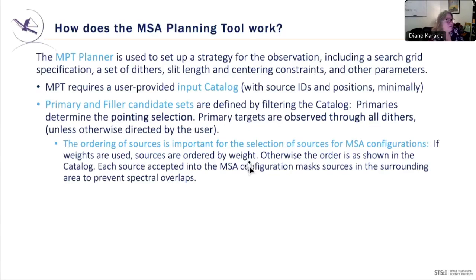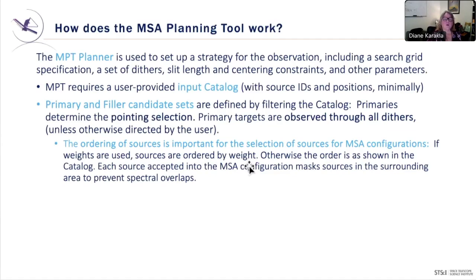Okay, so the MPT works with a planner, the MPT planner. When I show you how to do that in APT, it has two panes: a planner pane and a plans pane. The planner pane is where we specify all the criteria for the MOS observation that we want to do, the size of the search grid, and all of the different parameters.